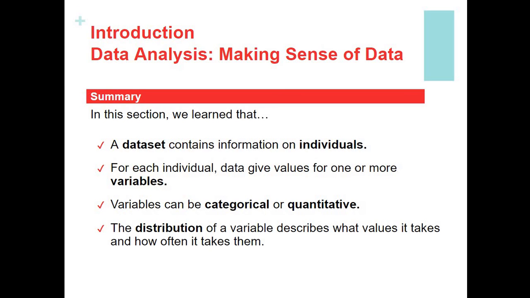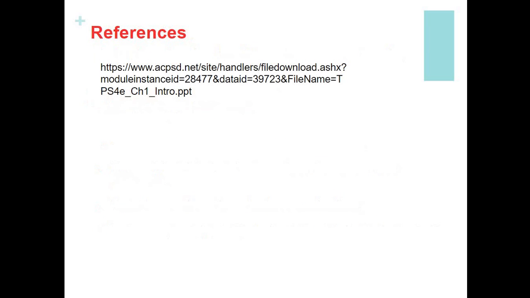So in this section, we learned that a data set contains information on individuals. For each individual, data gives values for one or more variables. Variables can be categorized as categorical variables or quantitative variables. Then we also talked about the distribution of a variable. The distribution of a variable describes what values it takes and how often it takes them.